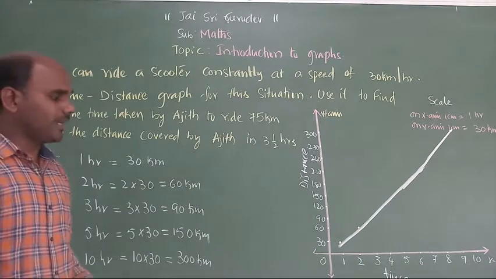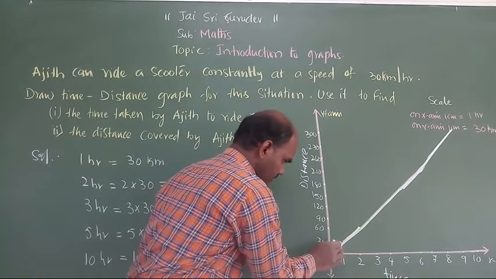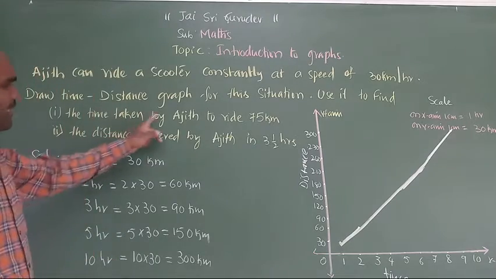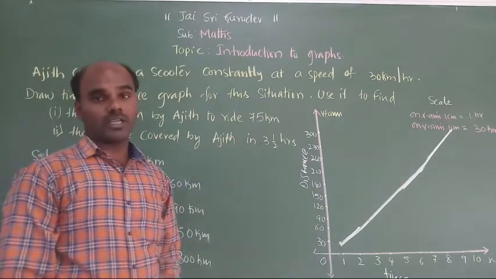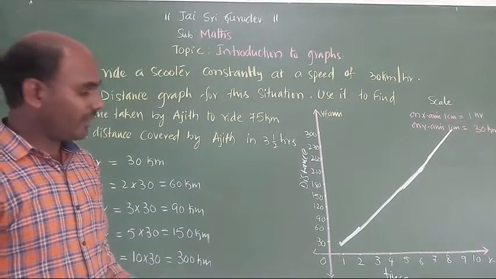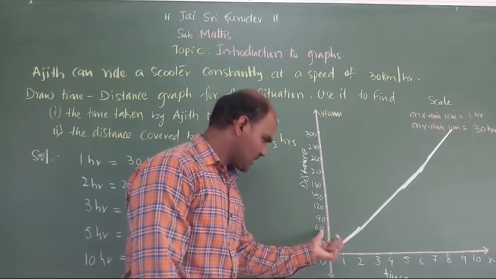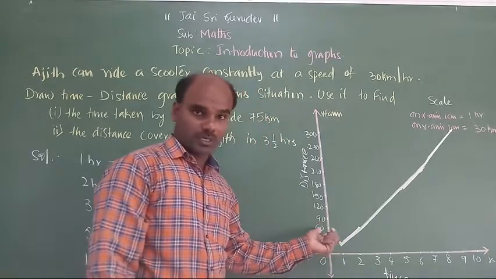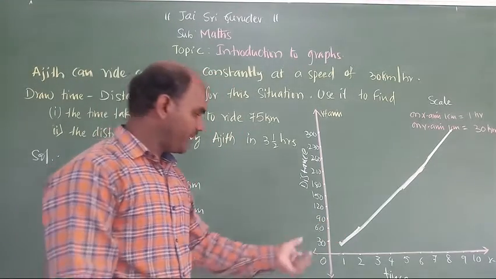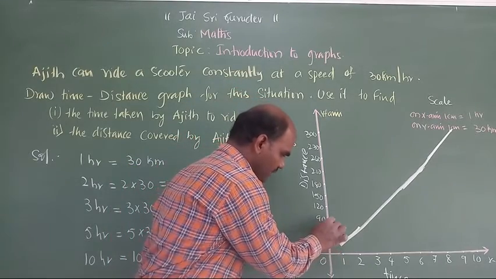What is our first question, children? The time taken by Ajit to ride 75 kilometers. Okay, 75 kilometers we have to take now. Where is the 75 kilometers, children? Between 60 and 90. So 60 and 90 have a difference of 30. Half of 30 is 15, no children? So 60 plus 15 will become 75. That is the fifth line we should get.